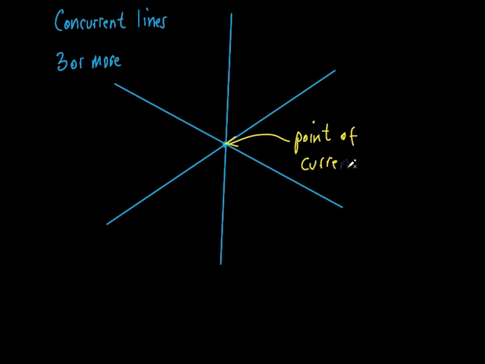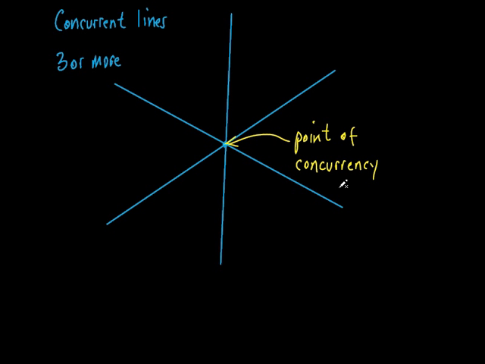So we just need to make sure our vocab is right and you understand that. Point of concurrency. Make sure I spelled that right. Wow, I killed that one. Let's try that again. I didn't even put the con in there. Concurrency. There we go. All right, good thing I double checked that. That would have been embarrassing. So we call that the point of concurrency.